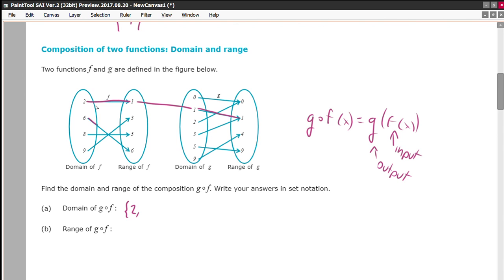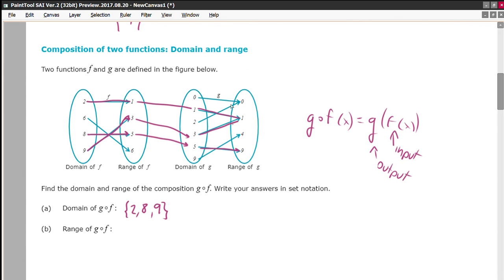Next, 6. F of 6 is 6, but 6 is not in the domain of G, so that value cannot be in the domain of the composition. Next, 8. F of 8 is 5. And 5 is in the domain of G, and G of 5 is 9. So 8 is in the domain of the composition. Lastly, 9. F of 9 is 3, and 3 is in the domain of G, and G of 3 is 1. So 9 is in the domain of the composition.